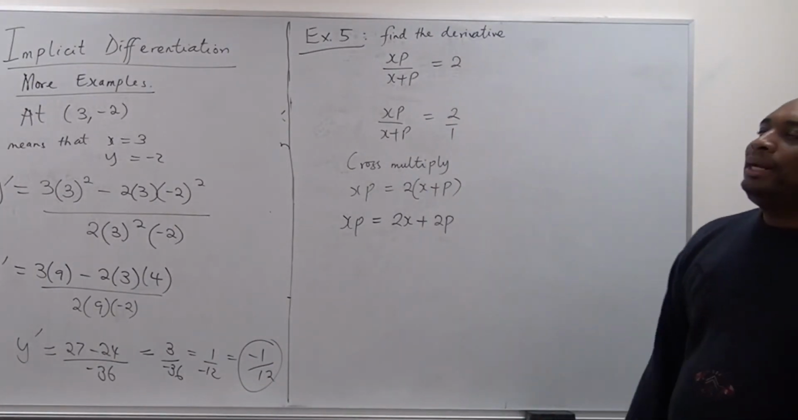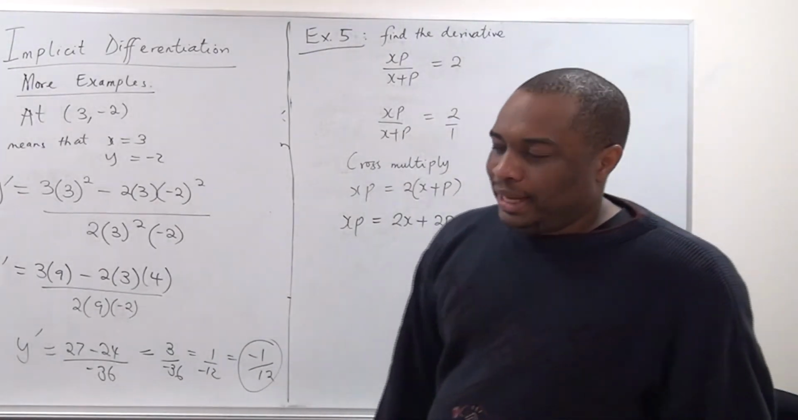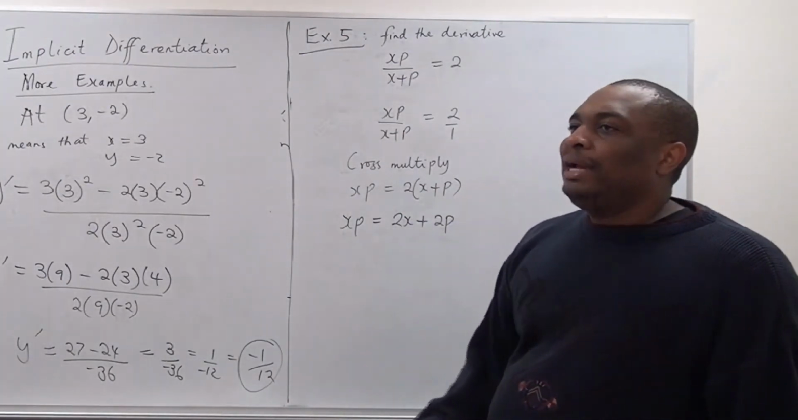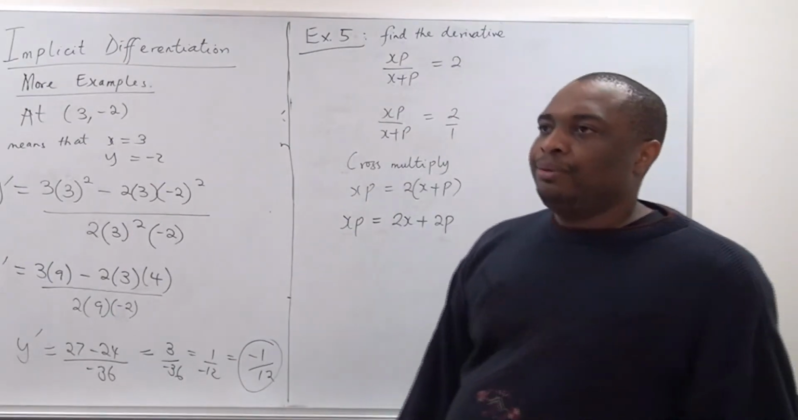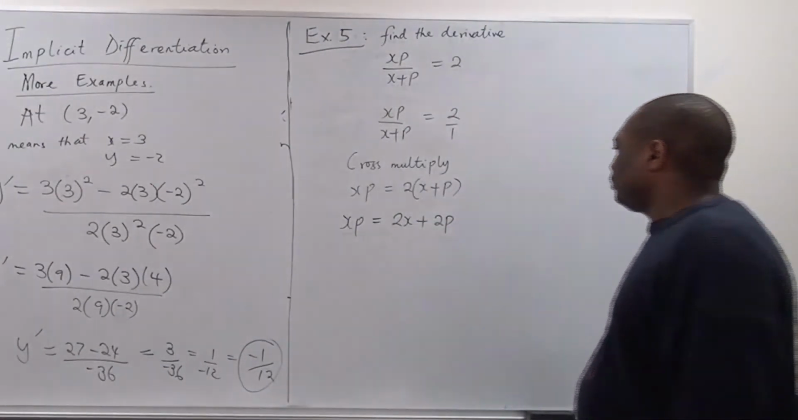So we can now, in this question, what do you think is the dependent variable? Now they didn't use y again, they use p. So you want to find dp/dx. So p is the dependent variable, and x, as usual, is the independent variable.